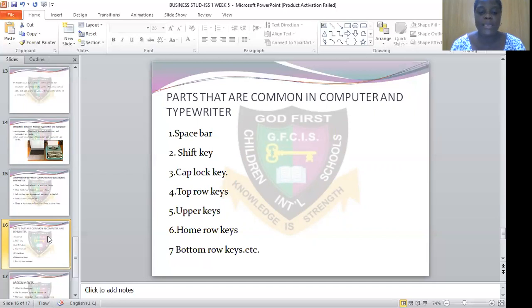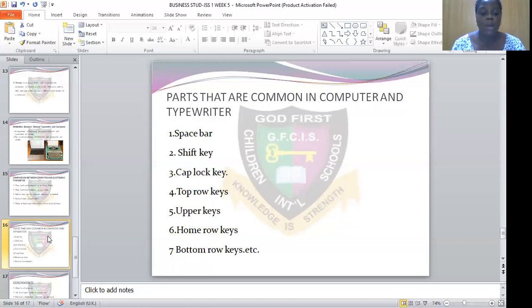The caps lock key. Whenever the caps lock key is pressed, everything that you are going to type will be in capital letters. Both of them have it in common. We have the top row keys, which are Q, W, E, R, T, Y, U, I, O, P.